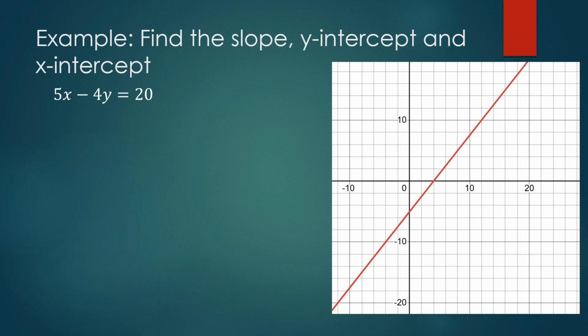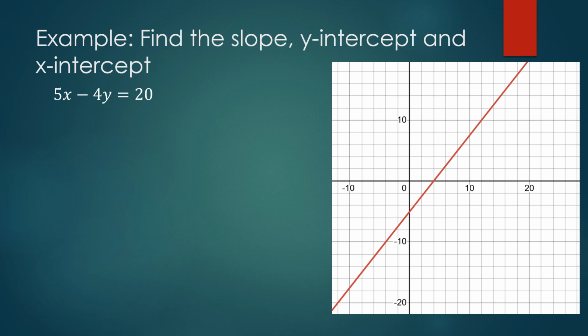What we're going to do is find the slope, the y-intercept, and the x-intercept. The x-intercept is simply the ordered pair where the line or the graph crosses the x-axis. I have the equation as well as the graph, so we can confirm the slope, y-intercept, and x-intercept from the graph. We're not always going to have the graph, but we can always find the answers algebraically.